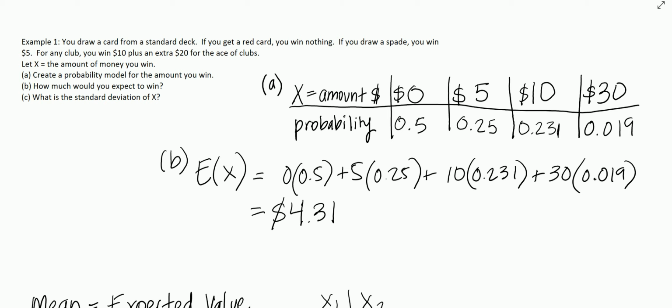Okay. And so that's sort of a weird concept in this case because I'm just pulling one card at a time. But what it tells me is that if I played this game multiple times, I should expect to win approximately $4.31 each time, which, you know, maybe that encourages me to keep playing the game. So that's how to calculate expected value.